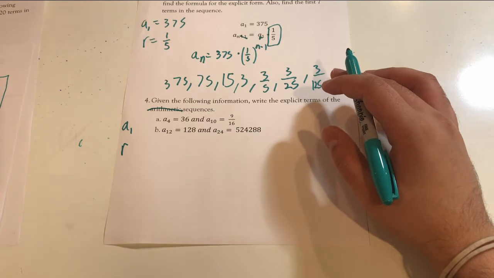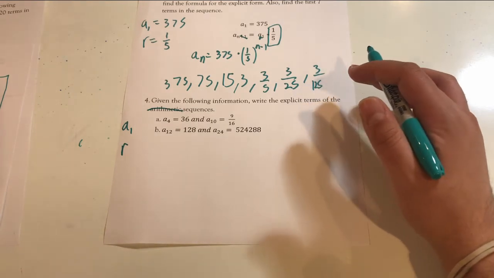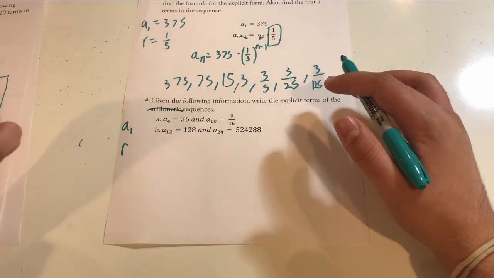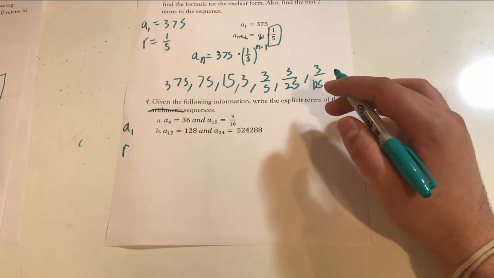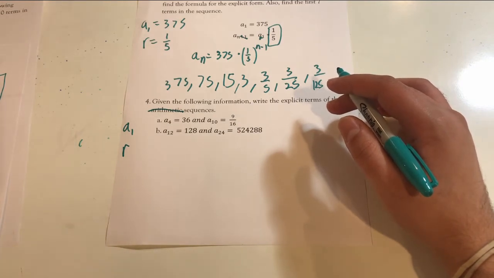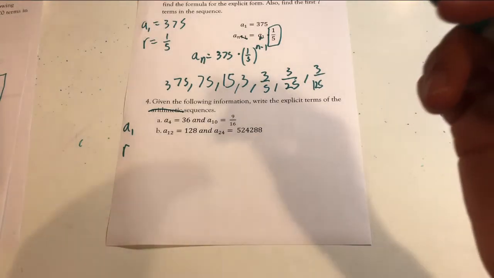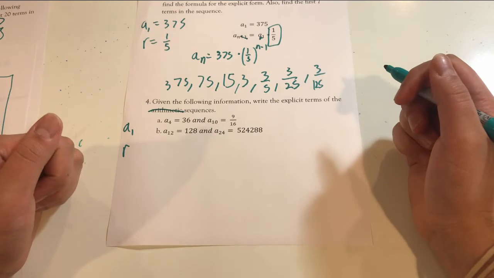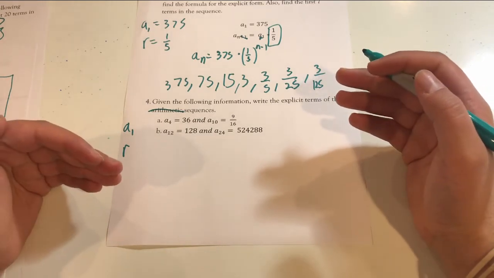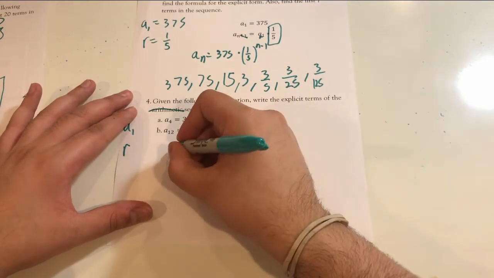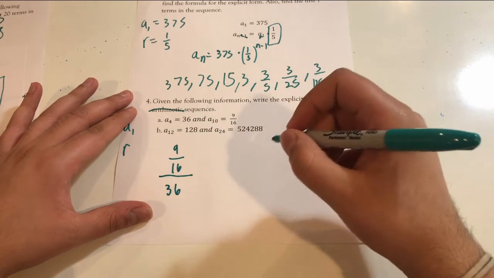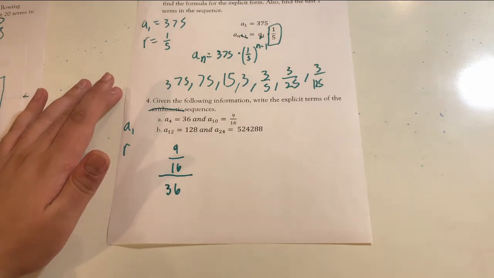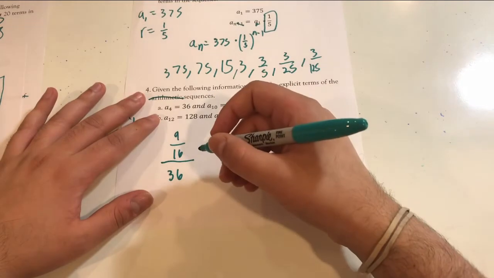First, we're going to write out the explicit formula for each one, because we're looking for r. The first thing we're going to try to find is the rate. So here we have a sub 4 equals 36, a sub 10 equals 9 over 16. So here's what's going to happen. We're going to almost divide the two with each other in this very specific way. So we're going to have 9 over 16 divided by 36, and that equals 1 over 64.